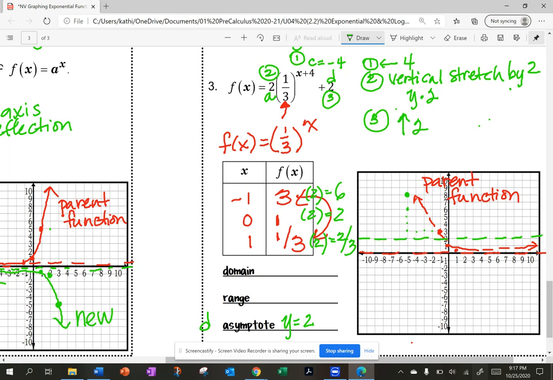So 1, 2. Okay, my next value, my value at 0, 1. I want to go left 4. 1, 2, 3, 4. I want to go up to 2, and then I'm going up 2 more. 1, 2. There's my second point. And then my third point here, I'm going to go left 4. So 1, 2, 3, 4. I'm going up to 2/3, and then up 2 more. So 1, 2. So I'm right here.